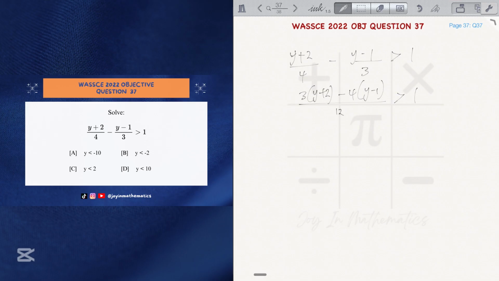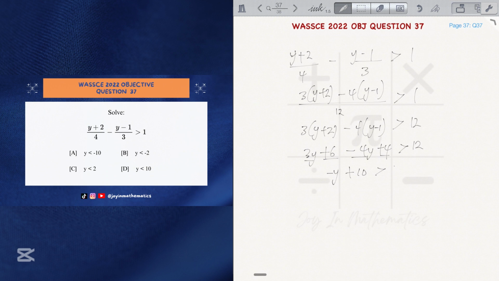And now we can cross multiply. So we have 3 times y plus 2 minus 4 times y minus 1 is greater than 1 multiplied by 12, which is simply 12. So let's open up the brackets. So we have 3y plus 6 minus 4y plus 4 greater than 12. So 3y minus 4y is minus y, and plus 6 plus 4 is plus 10 greater than 12.